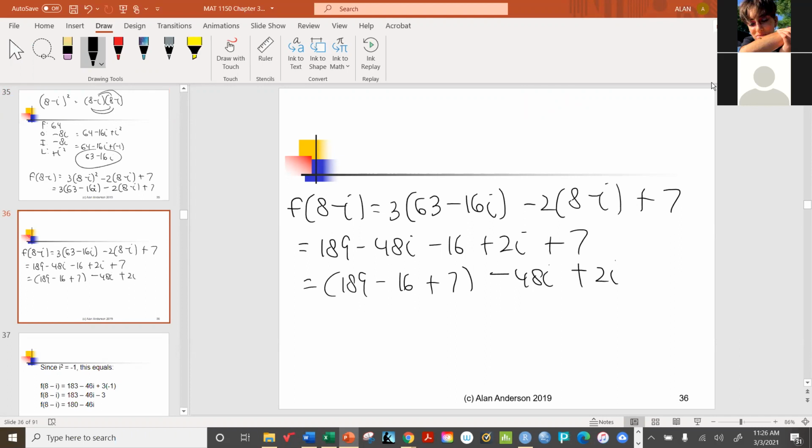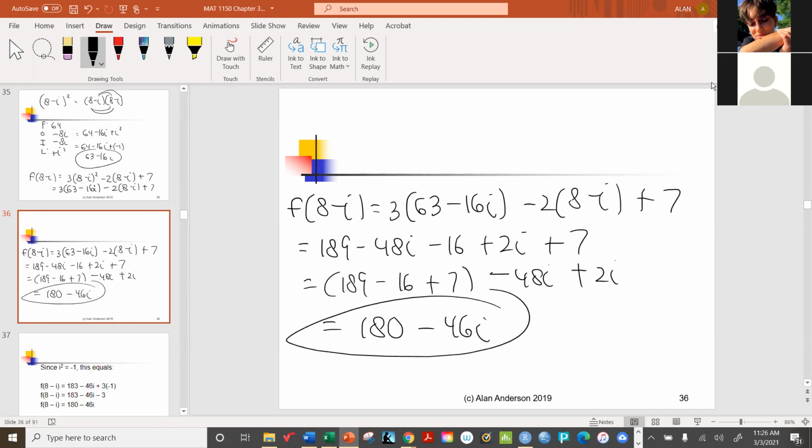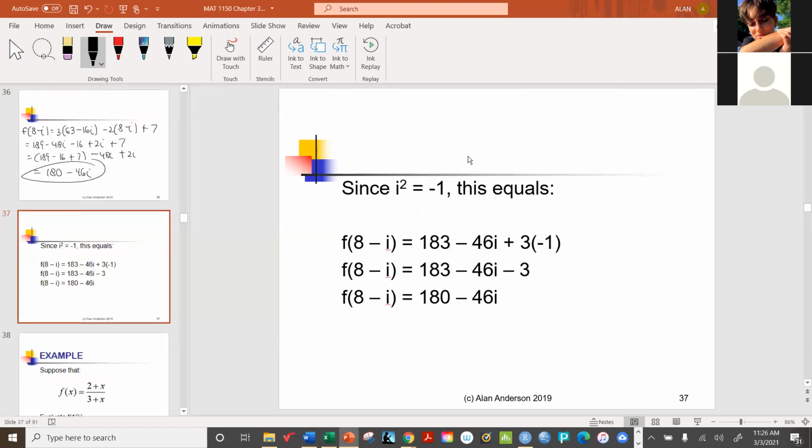So these constants add up to 180. And then these combined give me negative 46i. All right, perfect. Yeah, it was a lot of work, and you can see it's easy to make mistakes with something like this, but it did work.